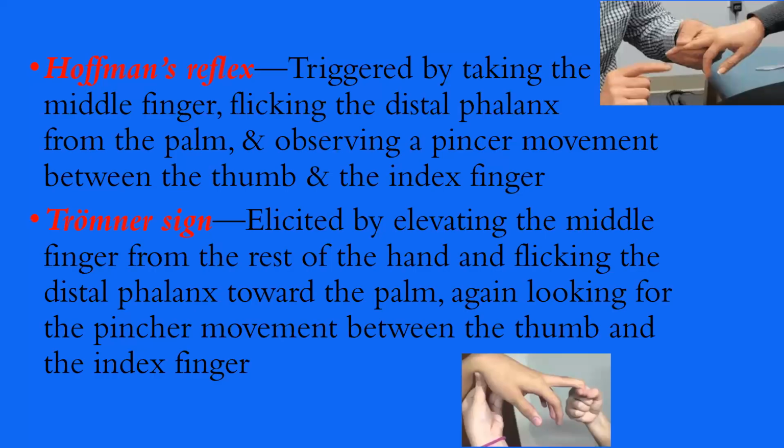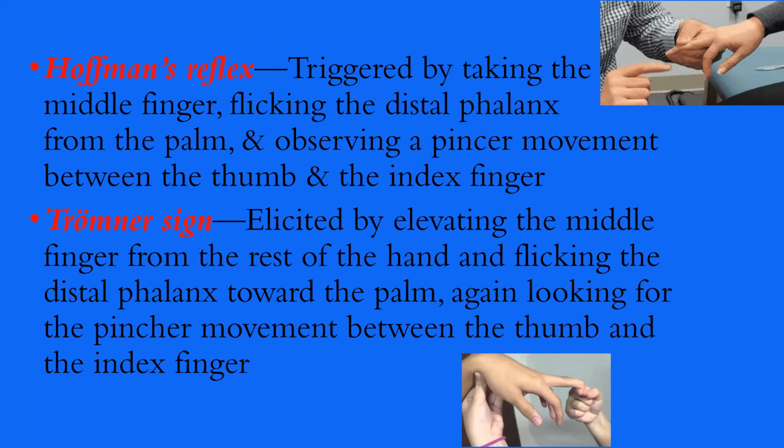I repeat, Jendrassik maneuver. What about the Hoffman's reflex? It is triggered by taking the middle finger and flicking the distal phalanx from the palm and observing a pincer movement between the thumb and index finger.